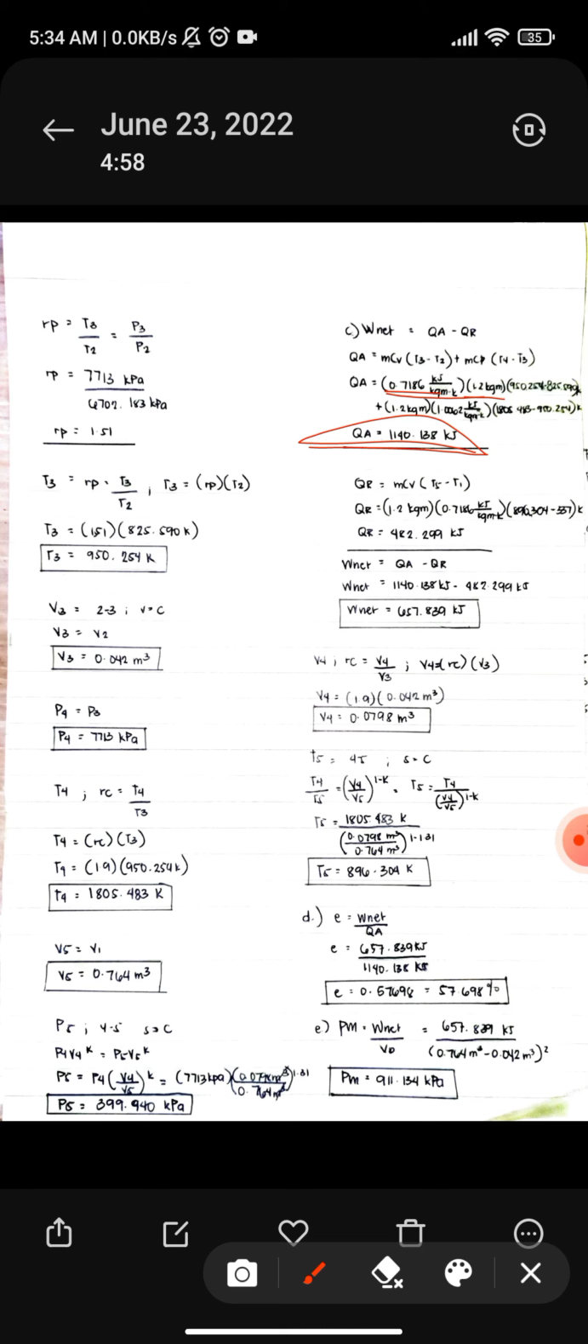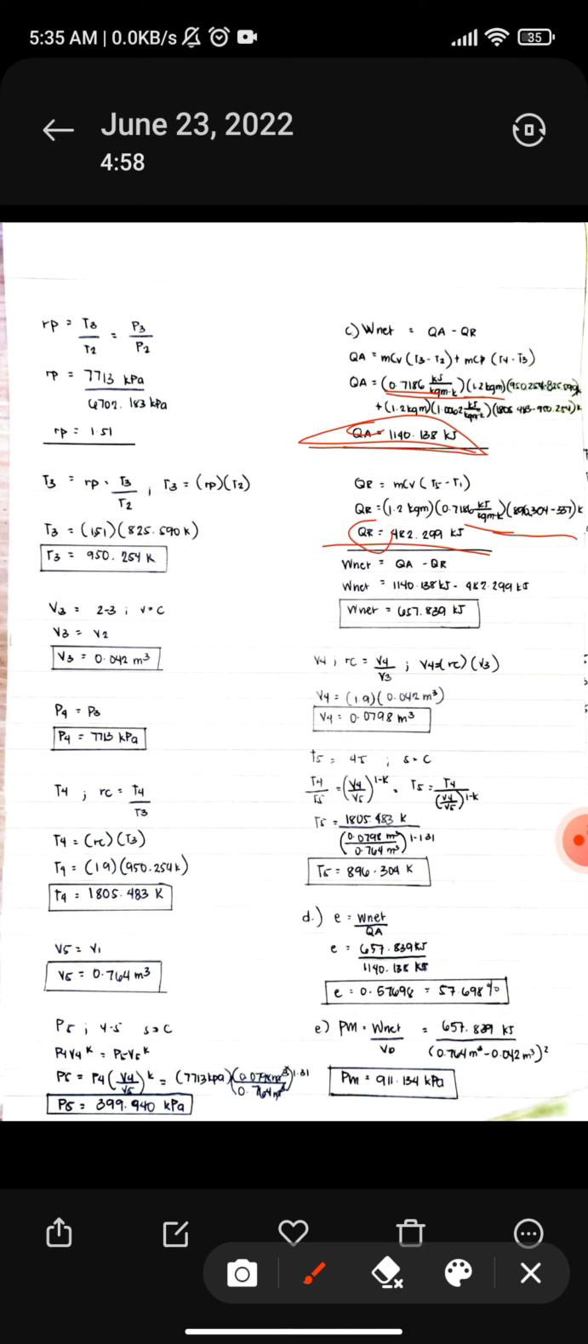1140.138 kJ. So for the QR naman, QR equals MCV times T5 minus T1. So, M equals 1.2 kilogram mass times CV na 0.716 kilojoule over kilogram mass Kelvin times T5 na 890.304 minus T1 na 537 Kelvin. So, we have QR na 482.299 kilojoule. So, meron na tayong QA at meron na din tayong QR. Pwede na natin makuha yung ating W net.